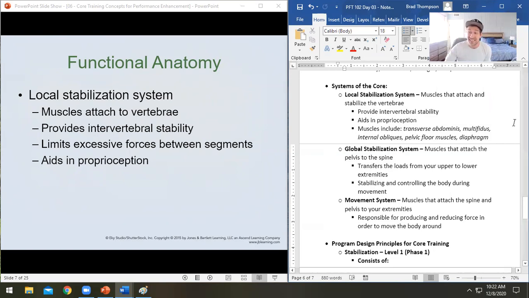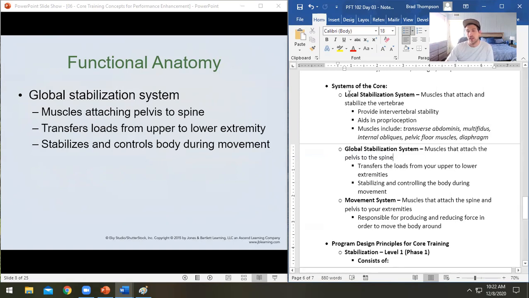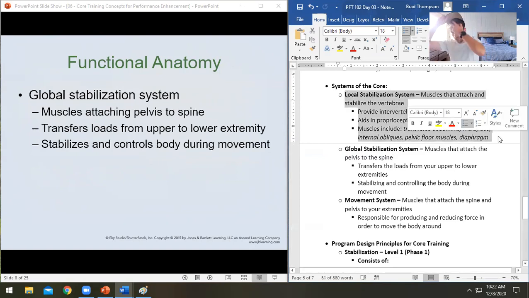So this is about resisting movement rather than creating movement, right? Planks are about resisting your hips dropping to the ground, right? A floor bridge is about resisting your hips dropping to the ground. A Superman is about resisting your arms and legs dropping to the ground, right? You're resisting movement. A bird dog, same concept. Those are our local stabilization system.